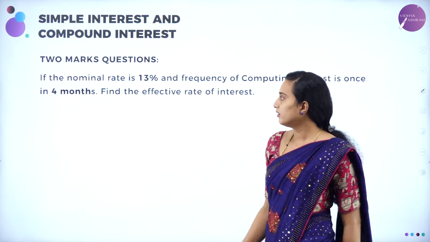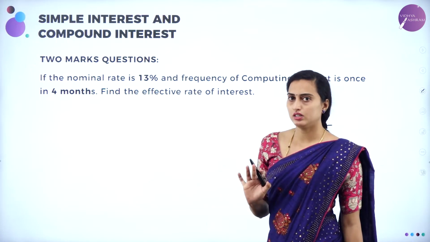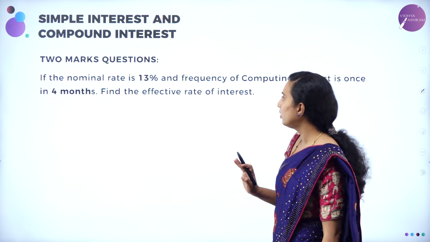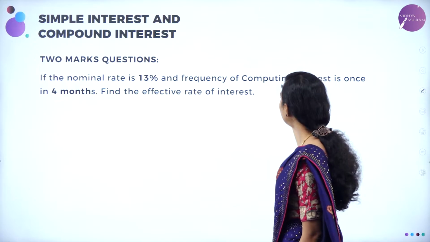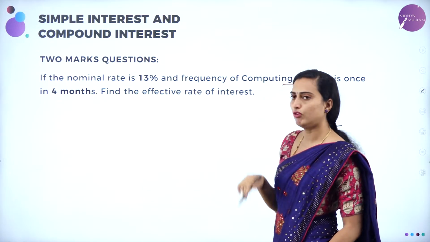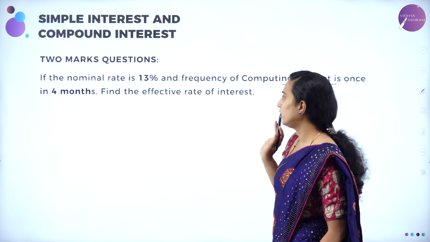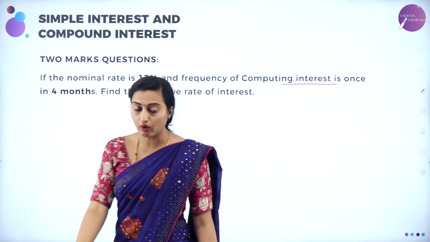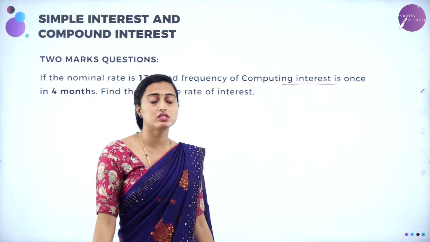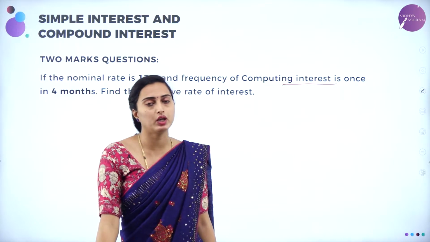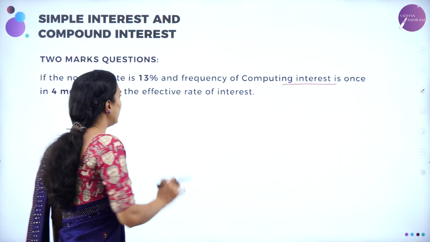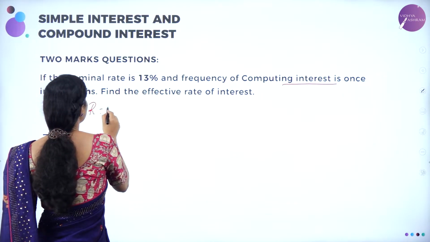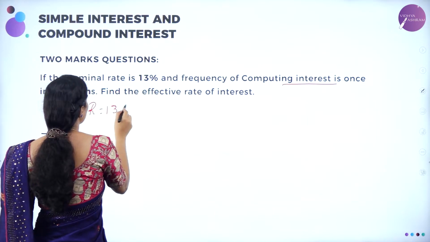Again a 2 marker. If the nominal rate is 13%, and the frequency of computing interest is once in 4 months, find the effective rate of interest. Once in 4 months means 12 divided by 4, which is equal to 3. Q is equal to 3. R, they have given as 13%.